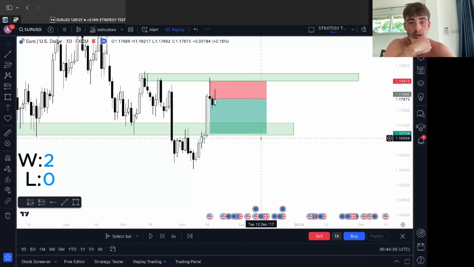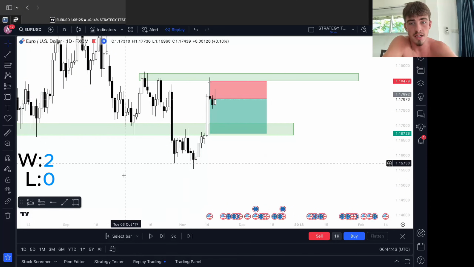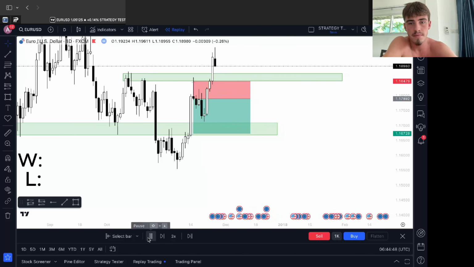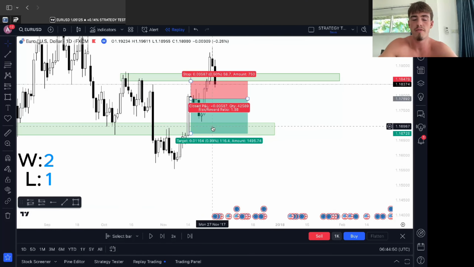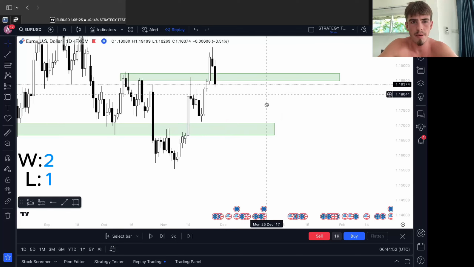So yeah, this isn't a perfect setup, but again, you want to collect as much data as possible so you can actually determine whether this is worth taking or not, okay? All right, so that's our first loss out of 3 or 4 trades. Not bad.